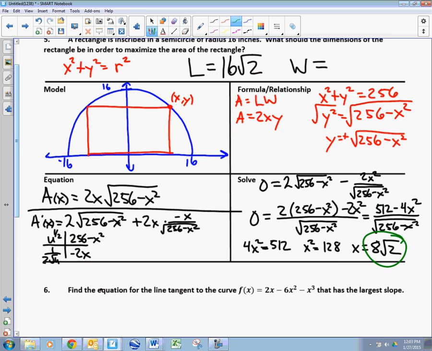Katie's on fire. She takes 8 roots of 2, which is our x value, and plugs it into here to find our y value. If you notice, obviously if you square 8 roots of 2, what do you get? 128, and 256 minus 128 is 128. Square root of 128 is 8 roots of 2. Bada bing, bada boom.